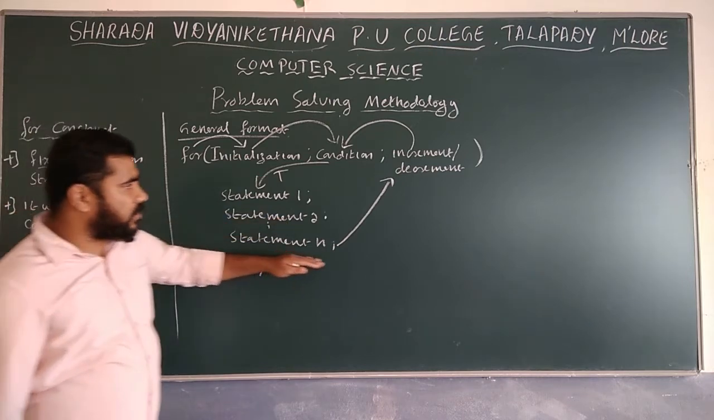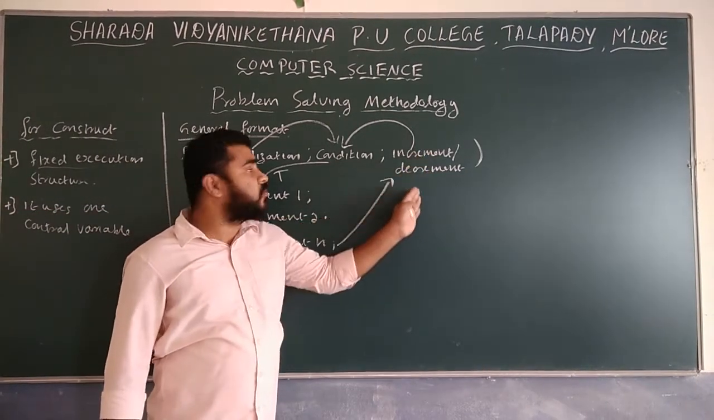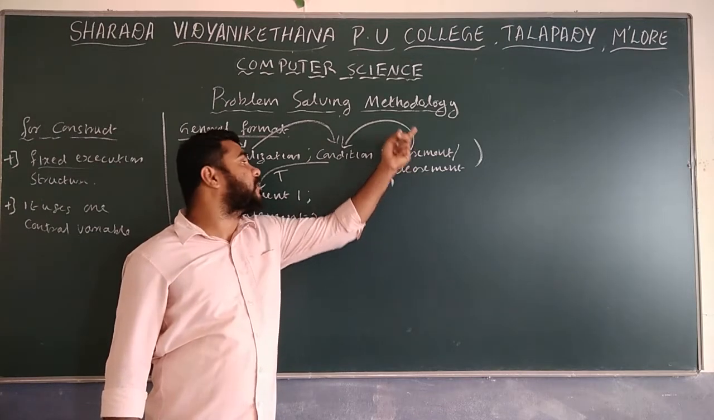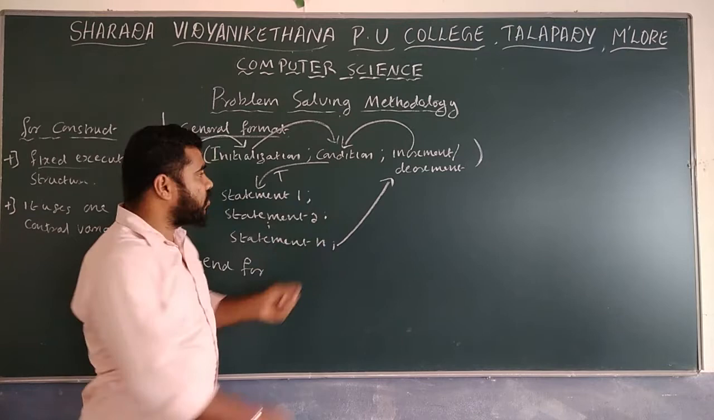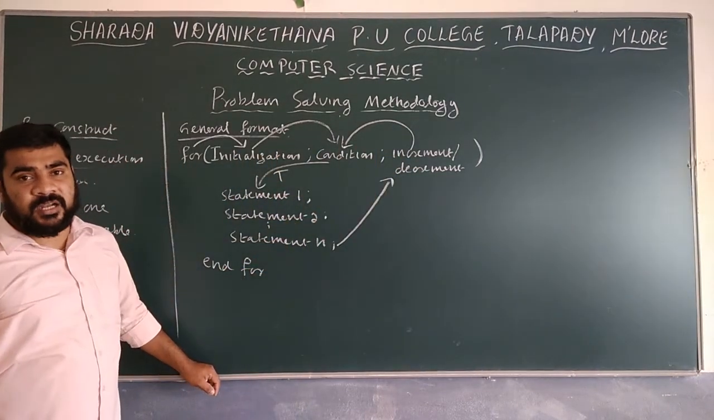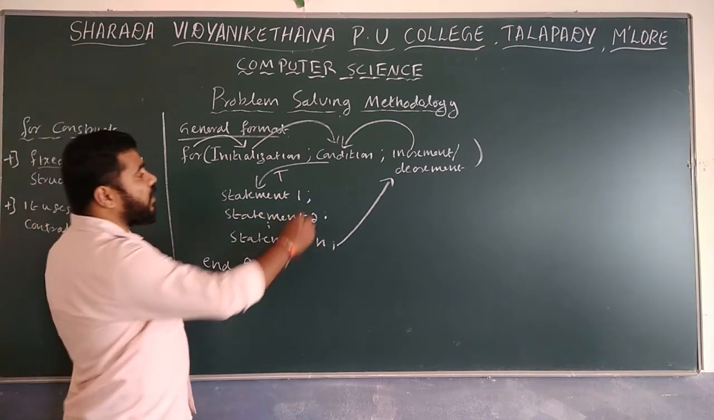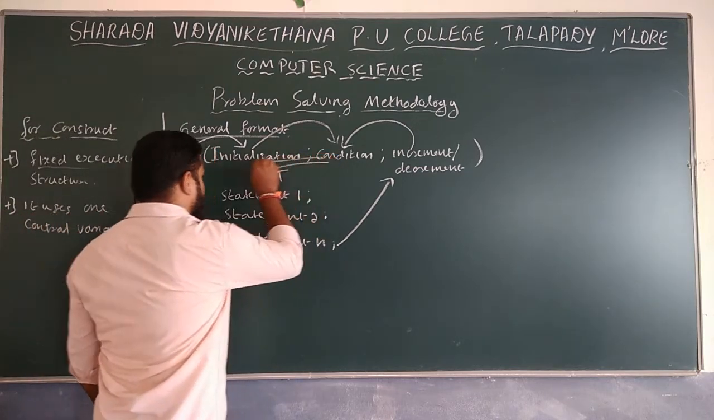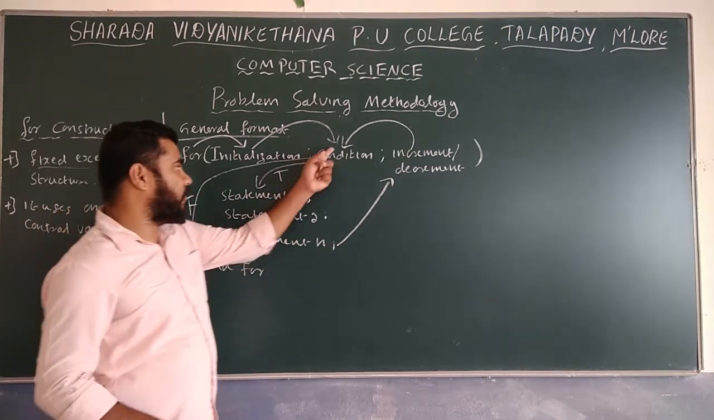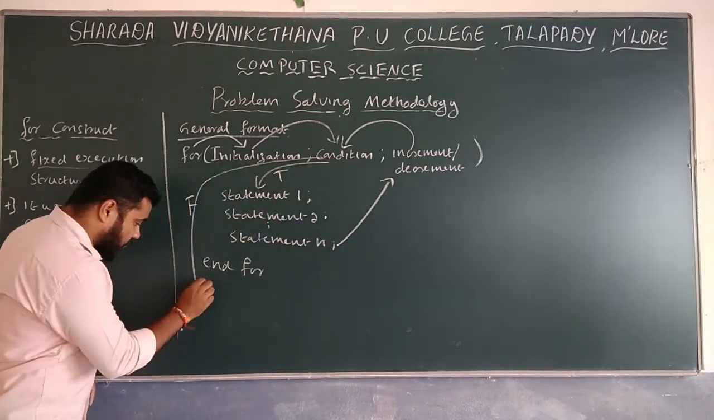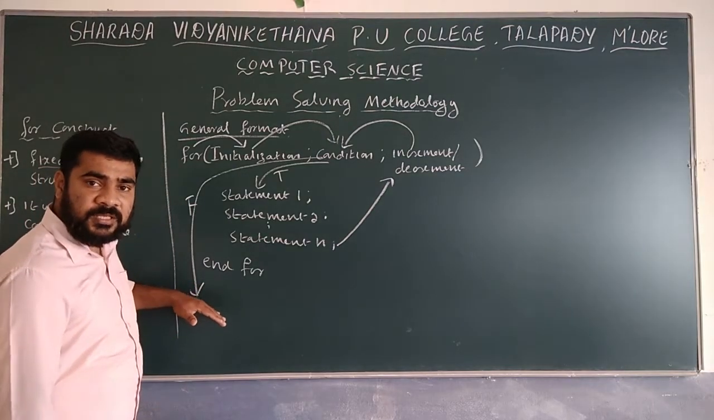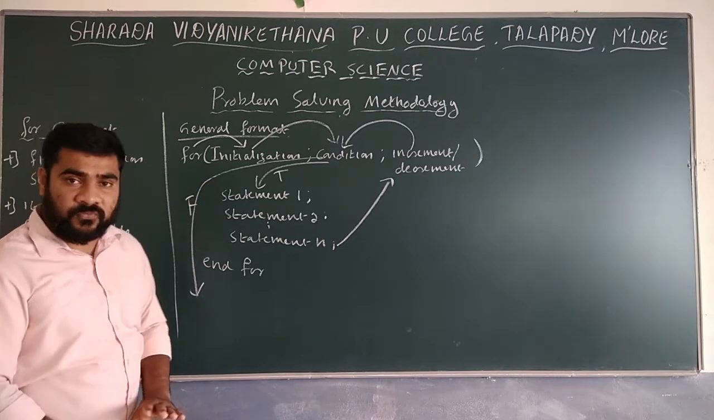After executing the statement, once again control moves to increment or decrement in the value. After that, once again the condition is tested. So this will be repeated until the test condition becomes false. Whenever the condition is false, control is moved out from the looping structure. This is the working of for loop.